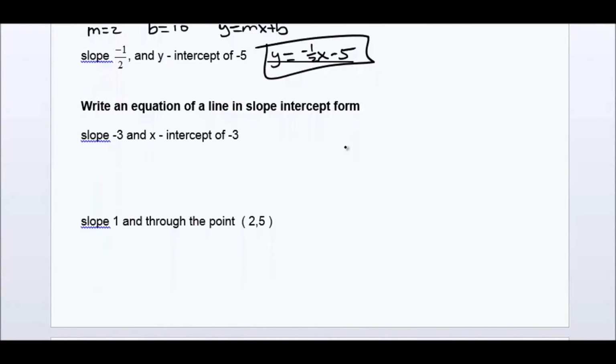Now we're going to continue writing equations in slope-intercept form, but this time you're not going to be given your y-intercept. Okay, so let's see what we do have. We have our slope, which is negative 3. We have our x-intercept, which means we actually have a point.